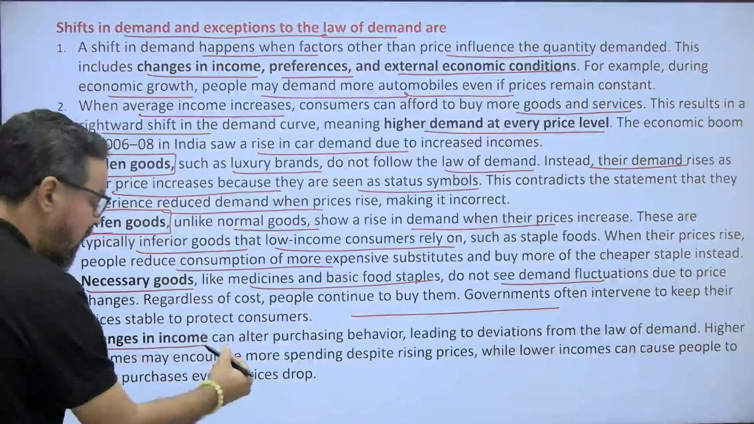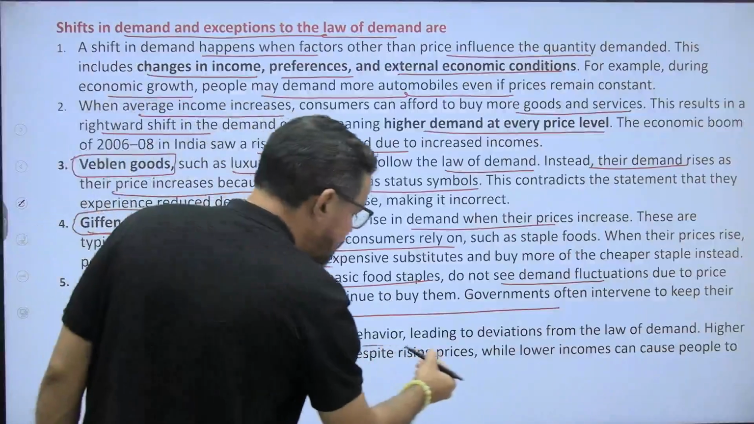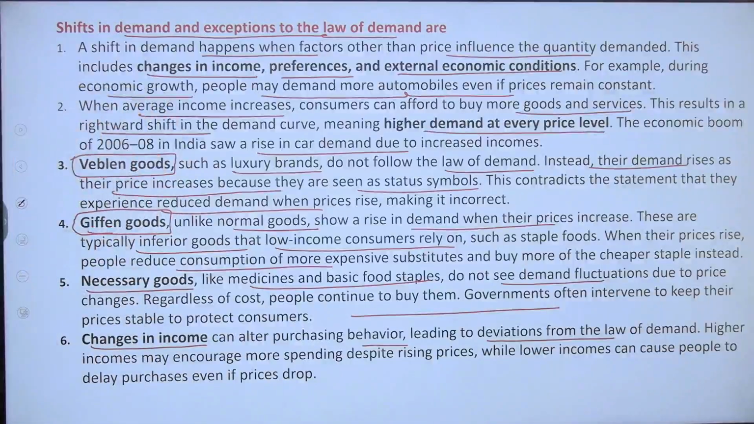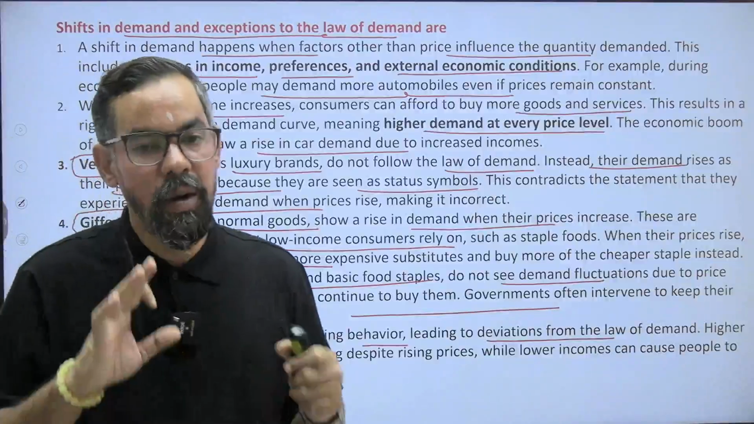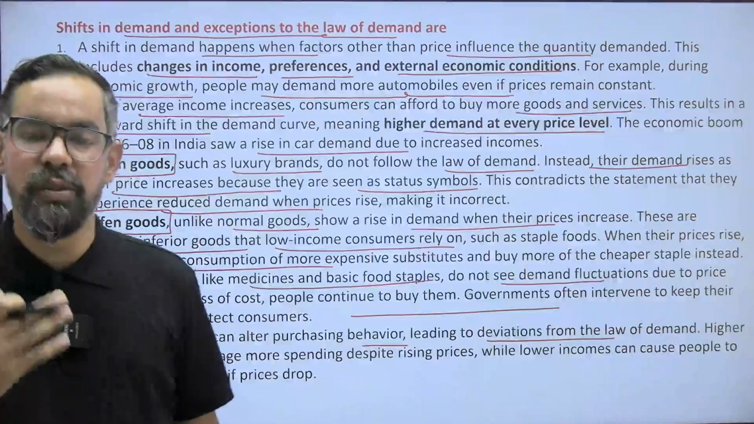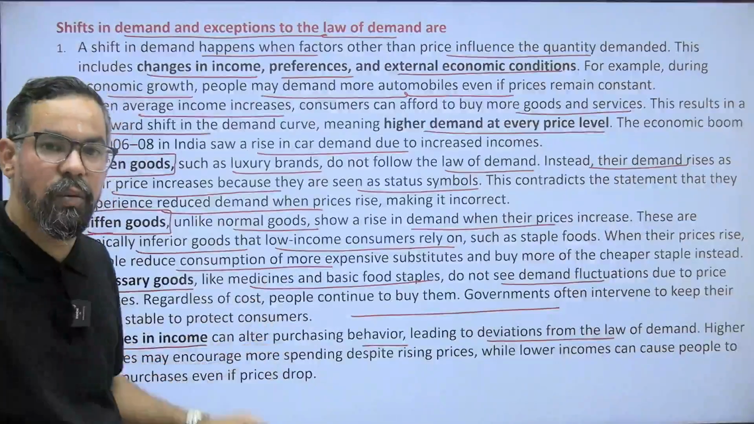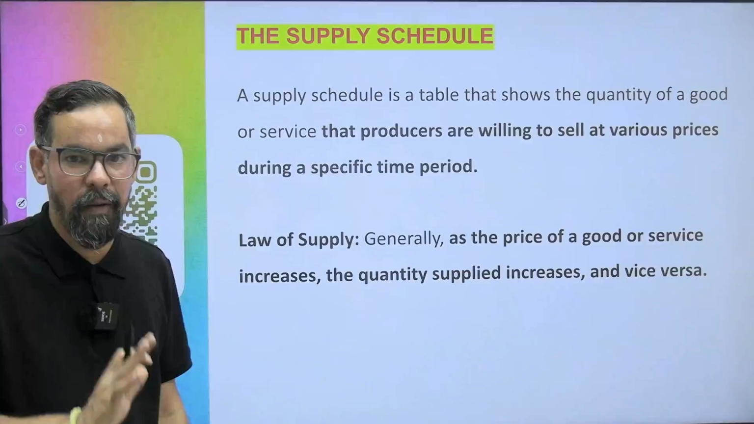Changes in income can alter purchasing behavior, leading to deviations from the law of demand. Higher income may encourage more spending despite rising prices, while lower income can cause people to delay purchases even if prices drop, right? So this is a kind of summary which you have to remember. Please go through it and do revise it. Believe me, if you have understood all this, you are good to go for this topic, right?